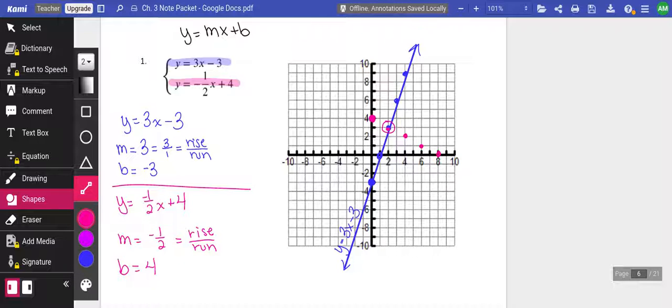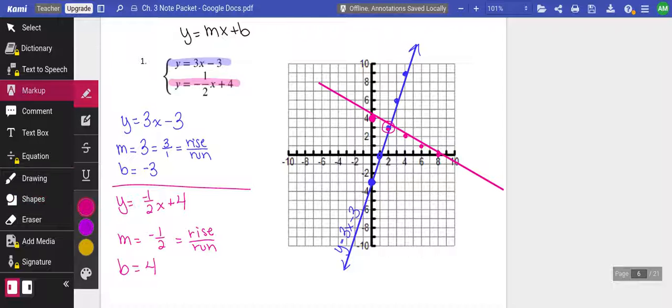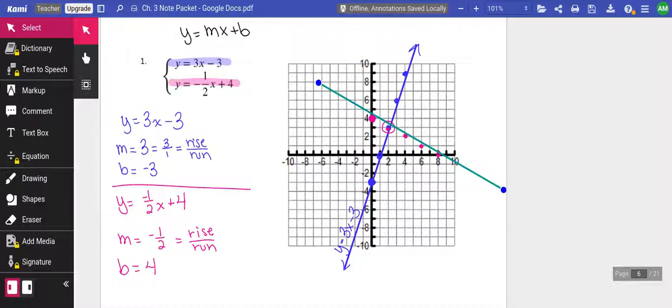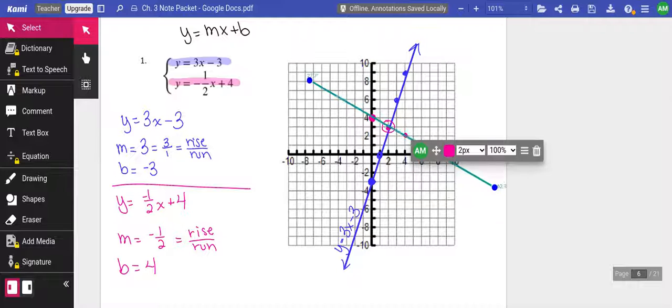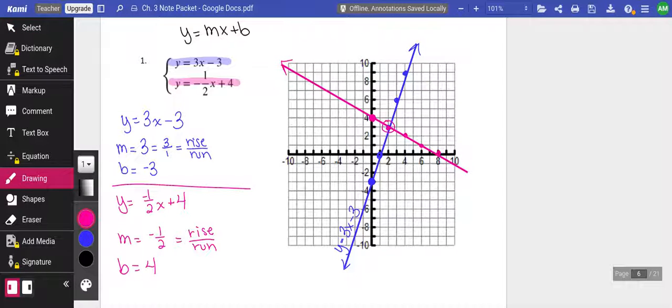And I'm going to connect my points, making sure that my line is lined up and goes all the way off my graph. And I'm going to label that line as well. y equals -1/2 x plus 4.